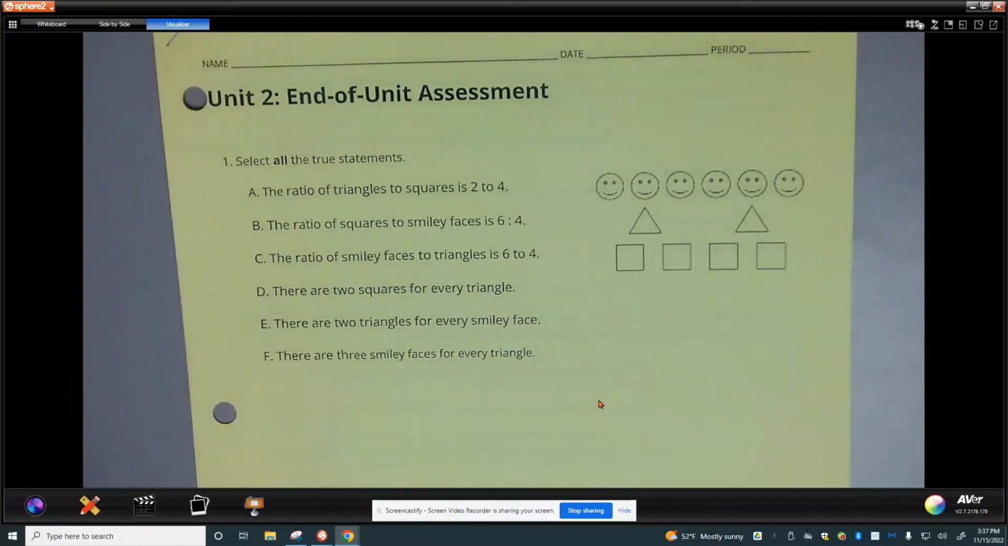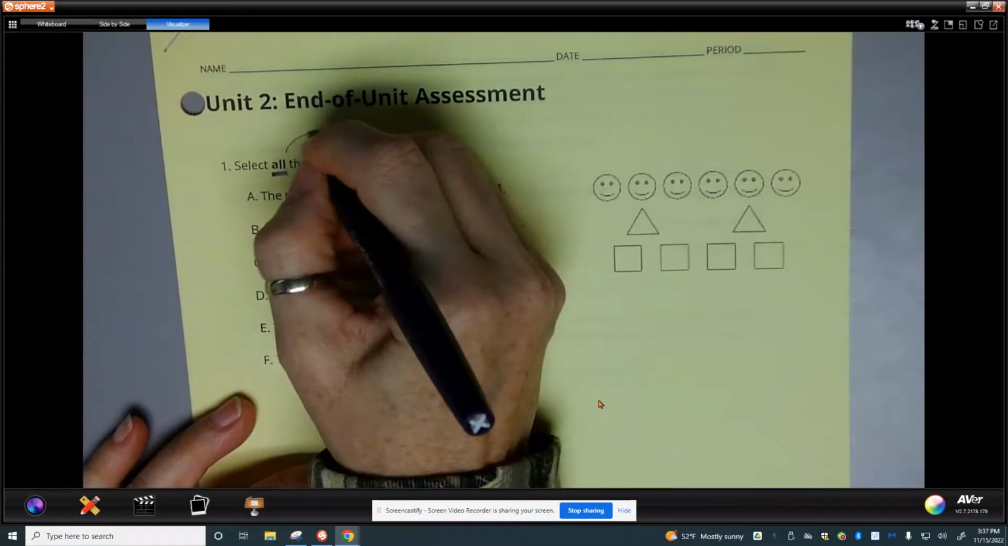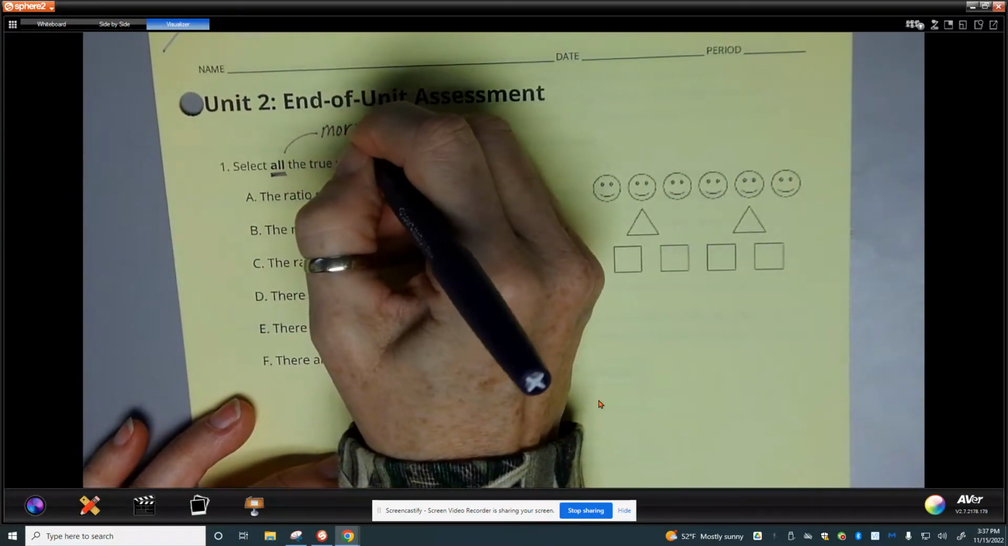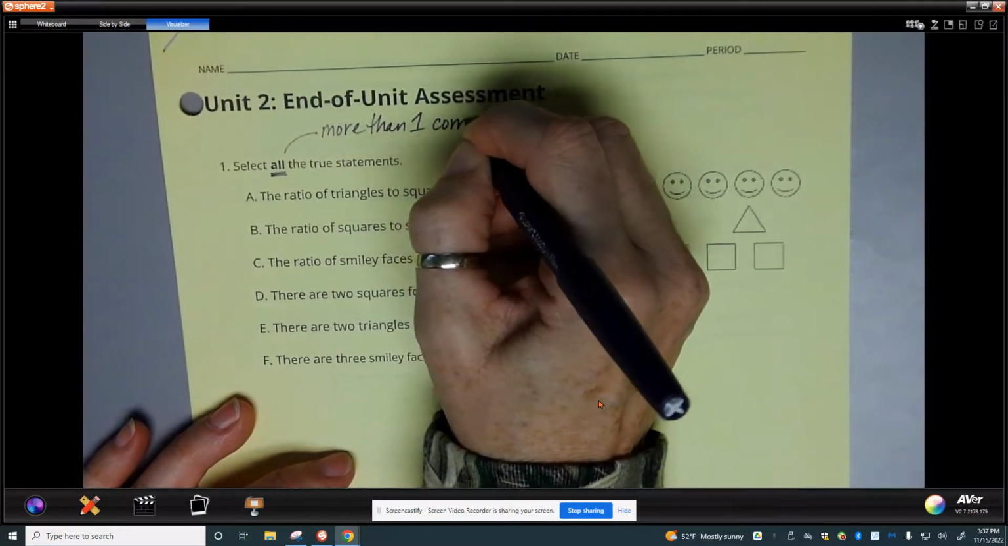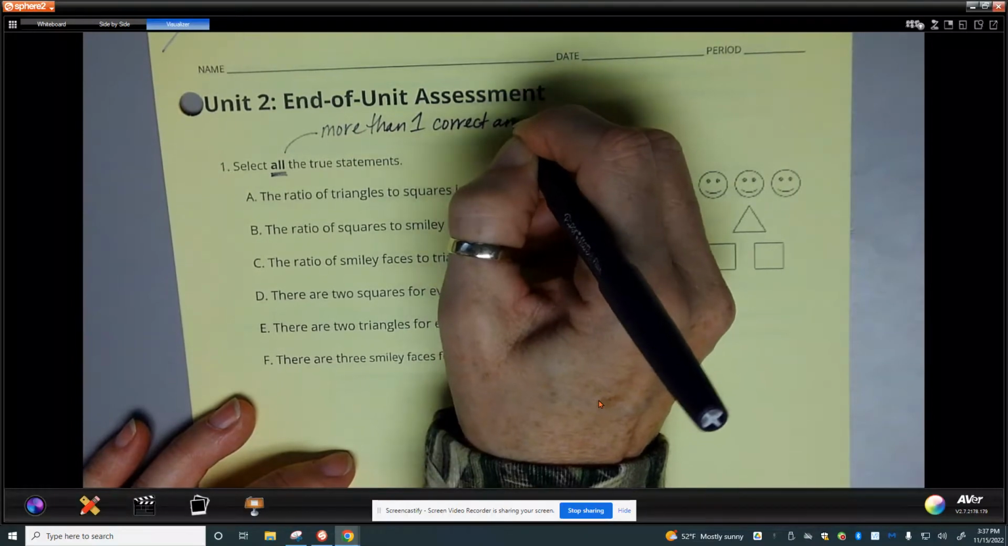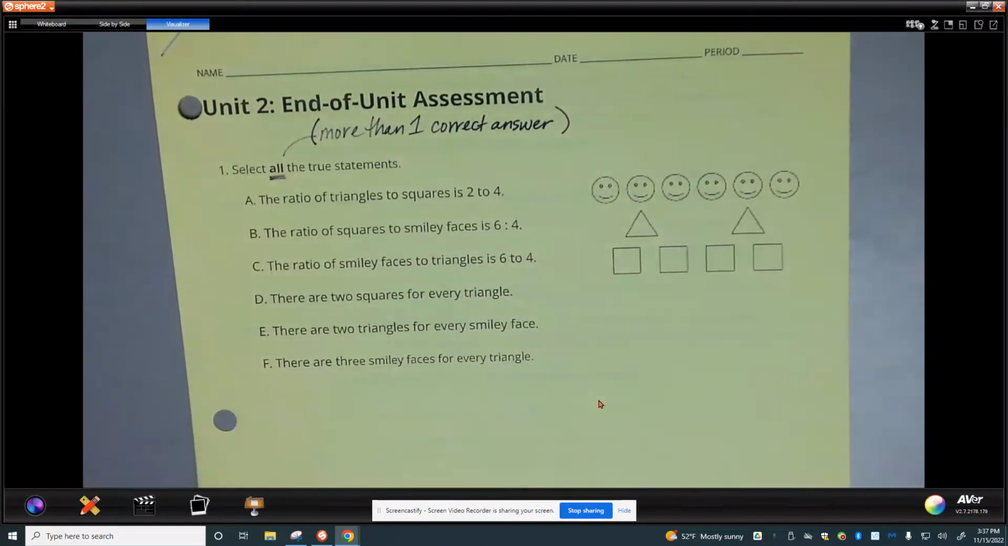Alrighty, let's go through our corrections for the end of Unit 2 assessment. First thing I would look at is when I read this question, I notice that it says all, and the all questions always have more than one correct answer. So think of that. If you get done and you only choose one answer, you really need to go back and look a little more closely. All right, the ratio of triangles to squares is 2 to 4.